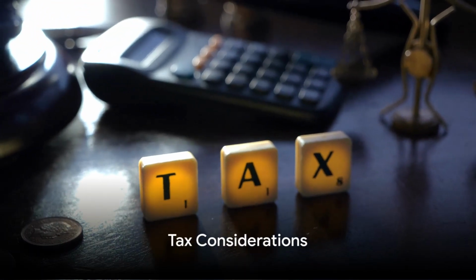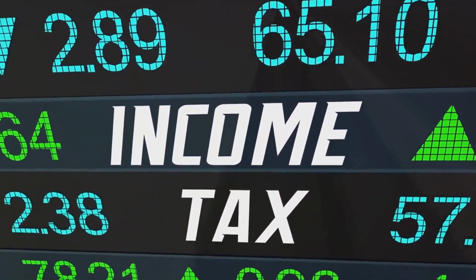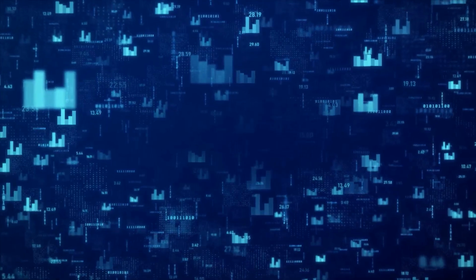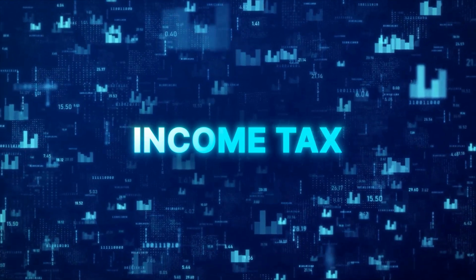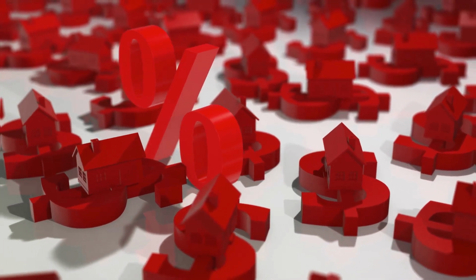Then there's the matter of tax. Both types of REITs are required by law to distribute at least 90% of their taxable income to shareholders as dividends. This requirement allows them to avoid paying corporate income tax. But remember, those dividends are usually taxable for investors.